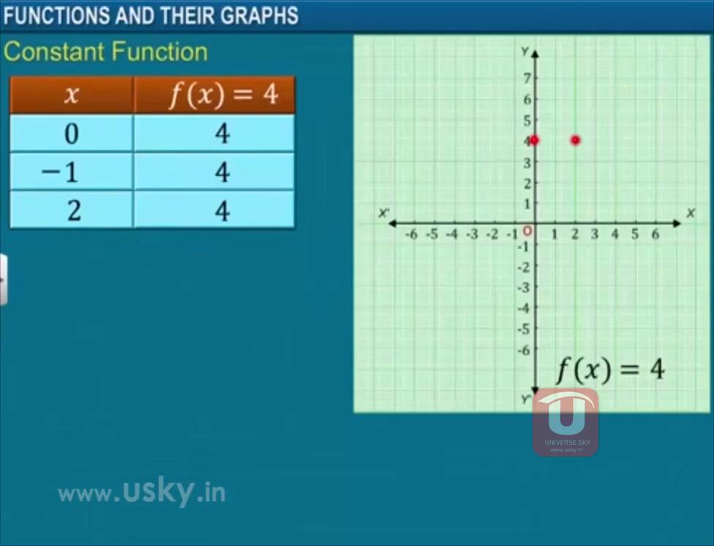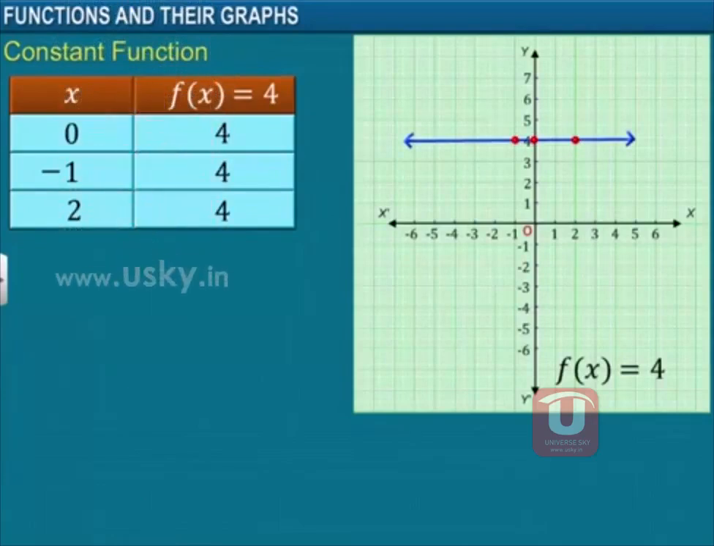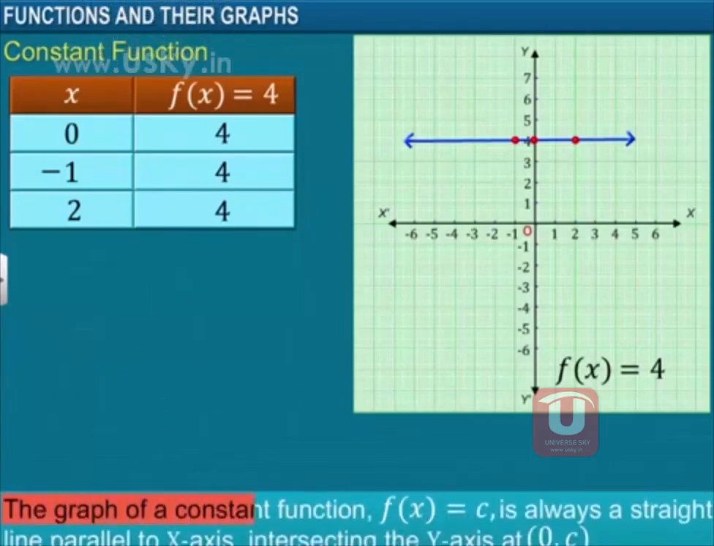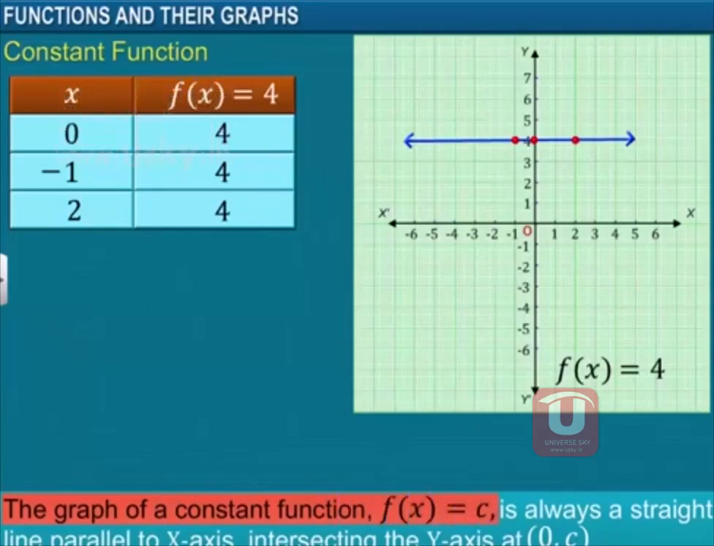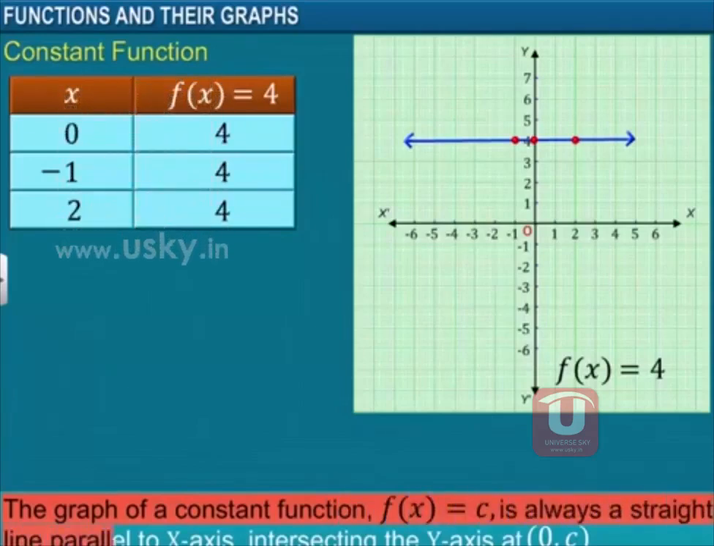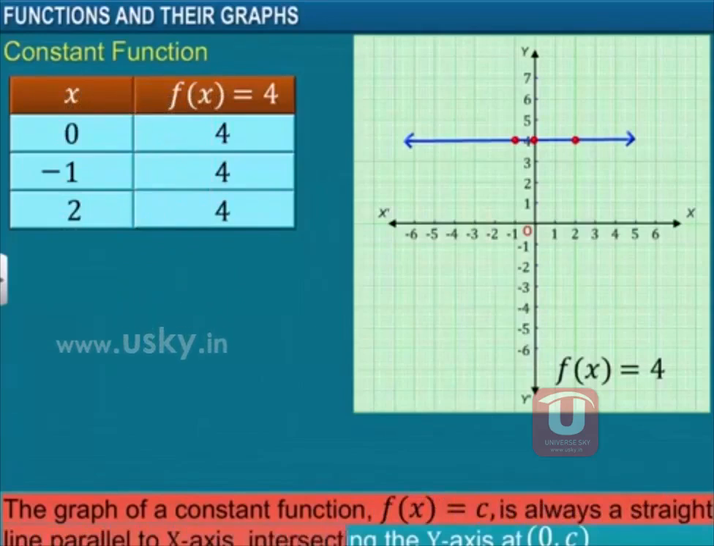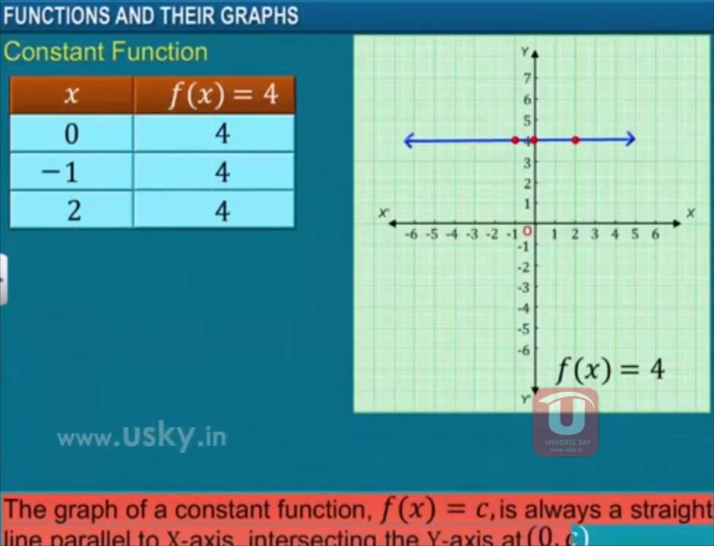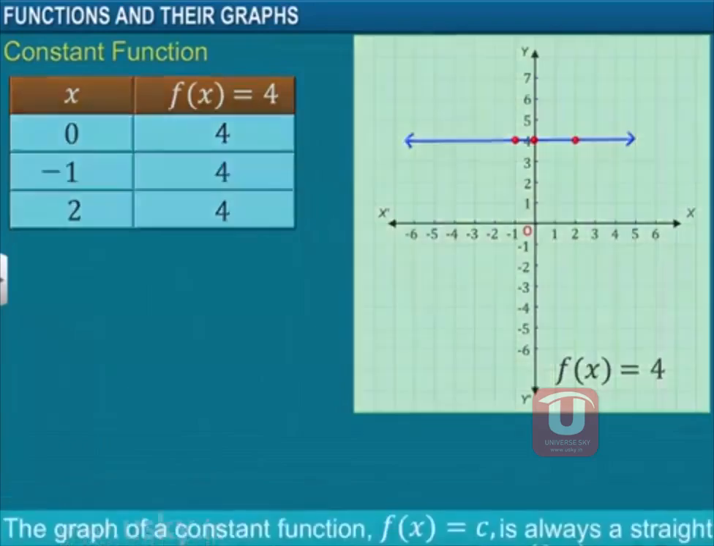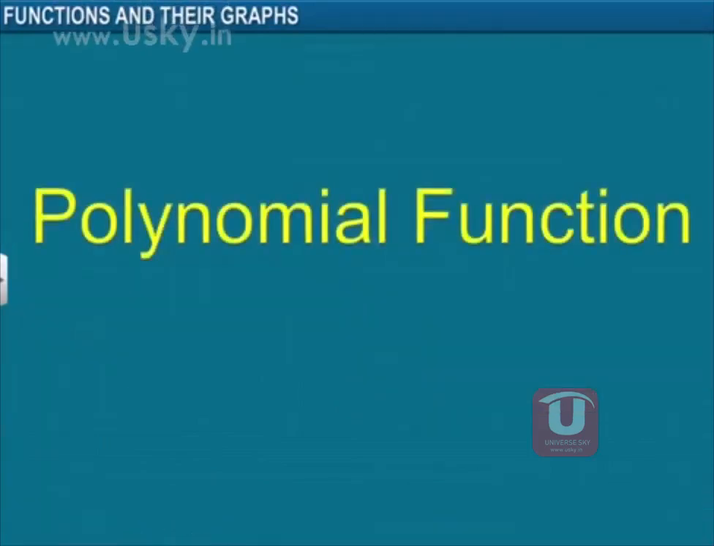On plotting these points on the Cartesian plane and then joining them, we get the graph of the constant function f of x is equal to 4 for all x belonging to R as shown. Also from the graph, we can conclude that the graph of a constant function f of x is equal to c is always a straight line parallel to the x-axis, intersecting the y-axis at (0, c). Let's now proceed to the polynomial function.